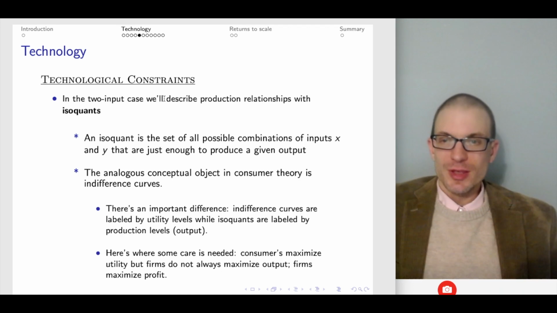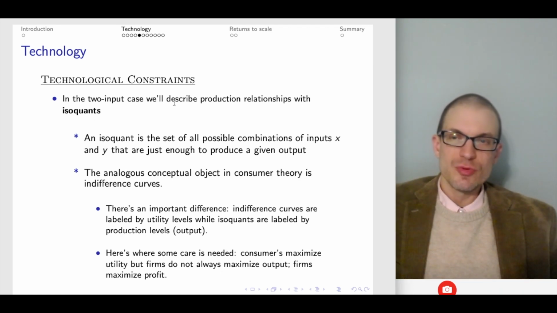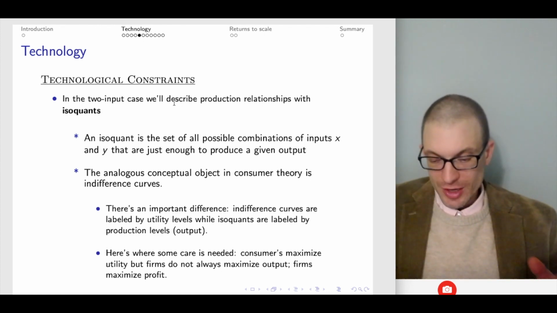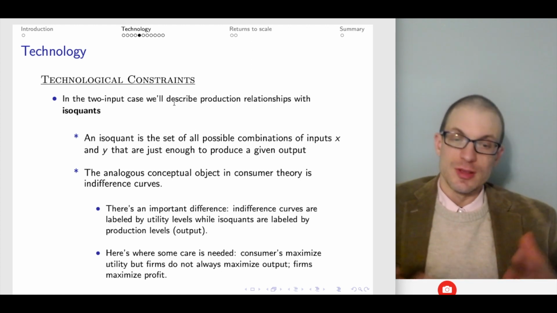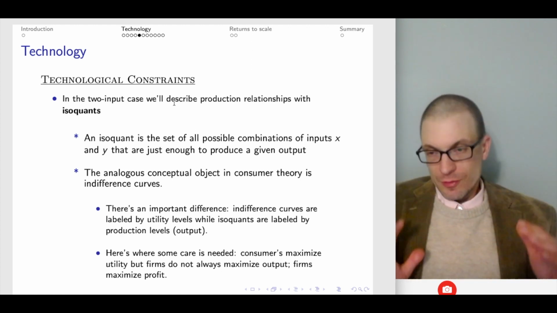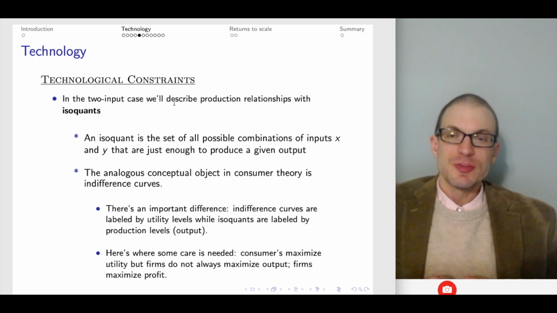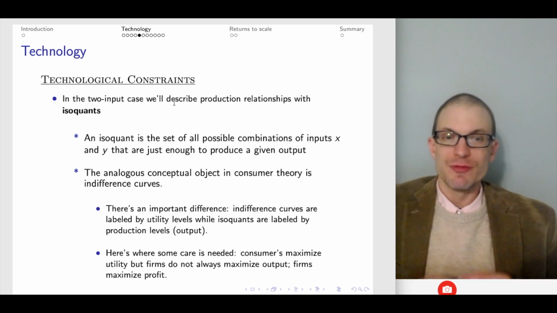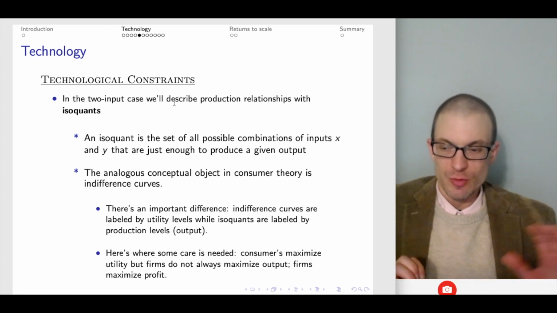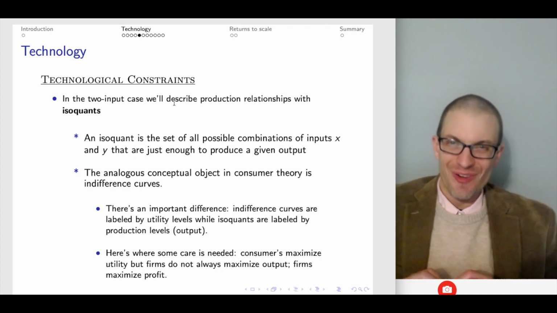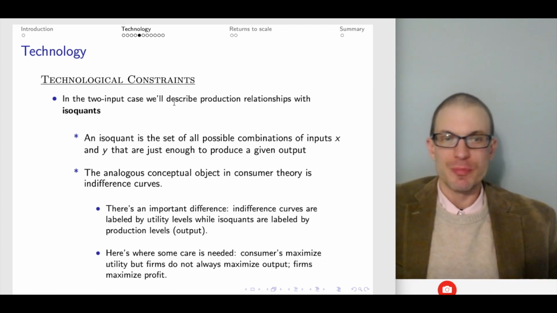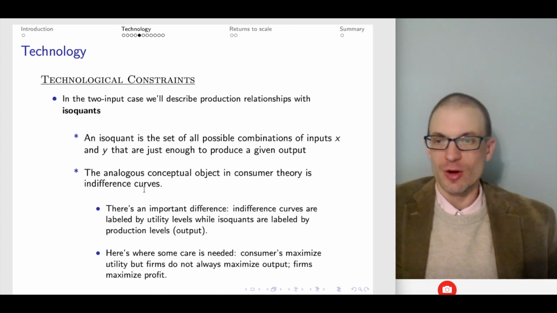Now in the two input case, we are going to describe our production relationships with an isoquant. So remember, in consumer theory, we had indifference curves, and along an indifference curve, you had all the bundles that the consumer was indifferent between. For an isoquant, we're thinking about all the possible combinations of inputs that are going to produce the same output, right? So for a given isoquant, iso, what's constant? Well, it's the quantity. So for a given quantity, the isoquant is going to give us all the combinations of inputs that produce that output, all the different ways to produce that output.